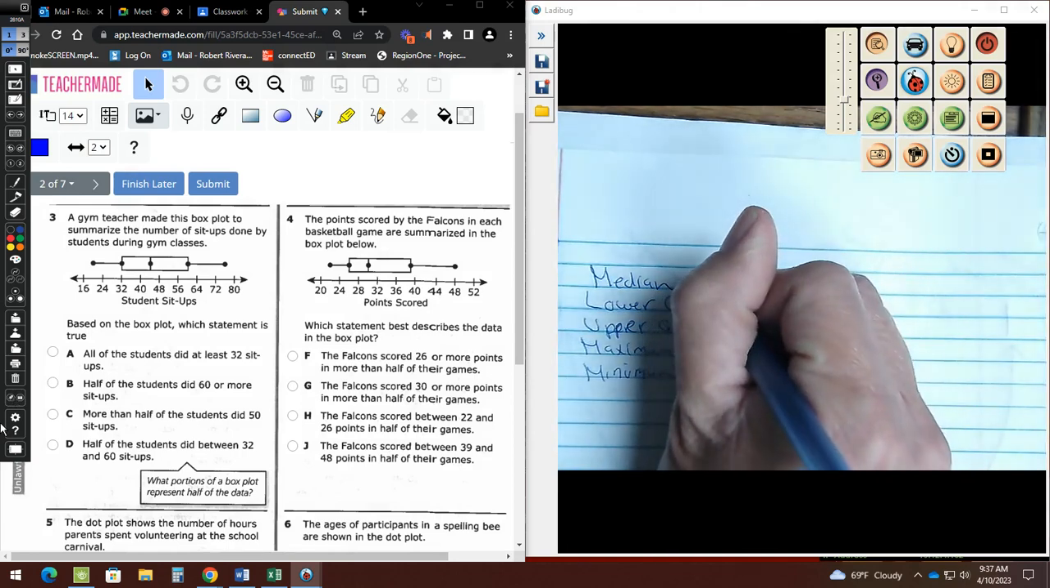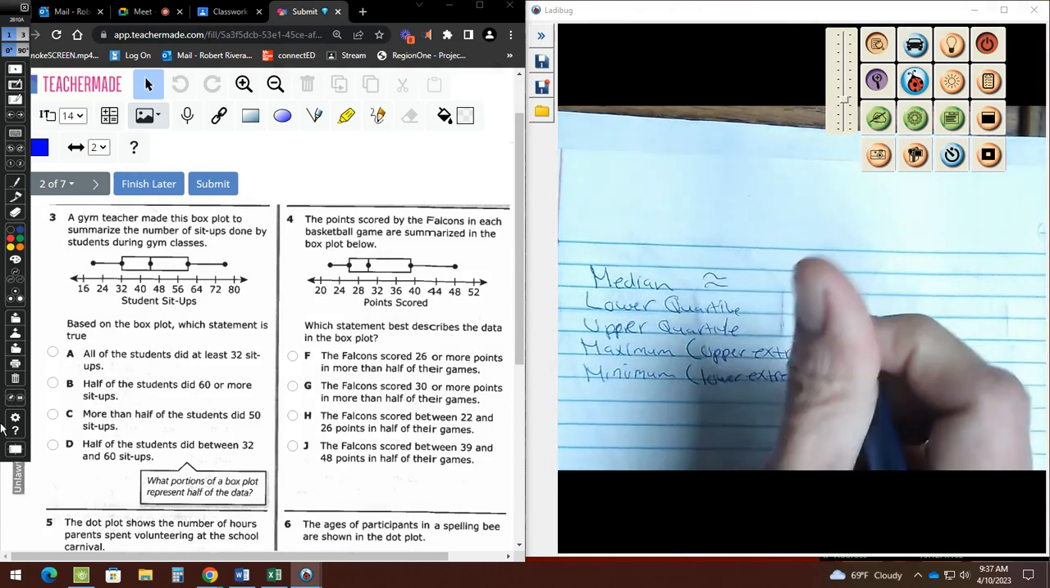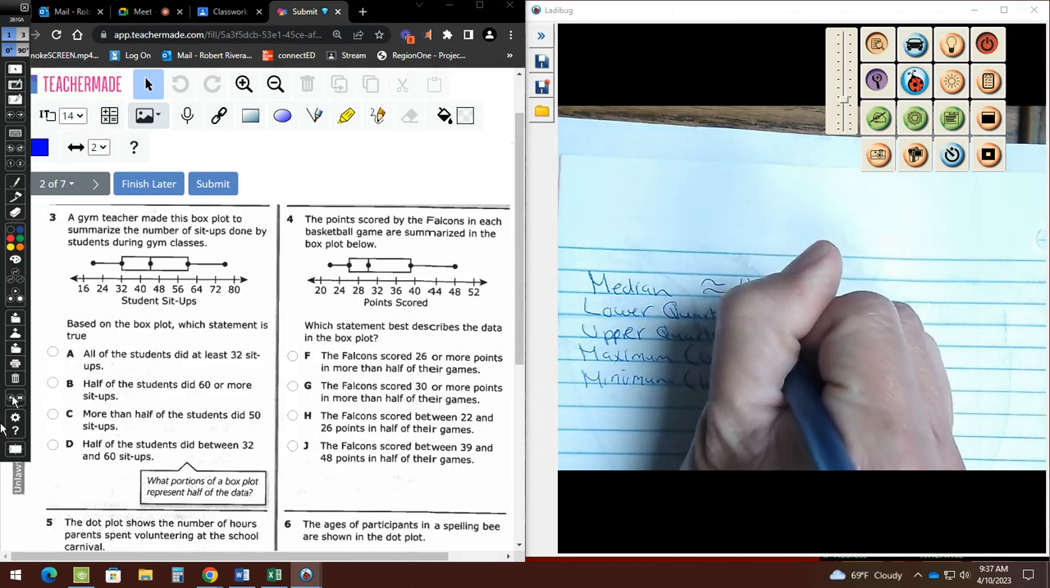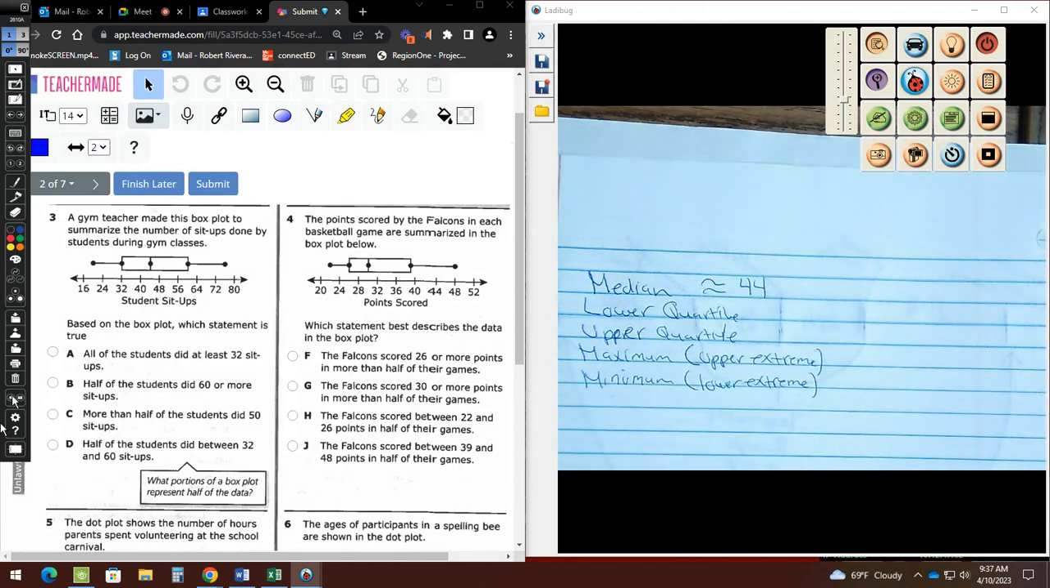Okay. We're gonna do this little mark. This little mark means about, because you're not sure. You're giving me different answers. So let's put about 44. That little curvy sign does not mean equal, it means about, más o menos.